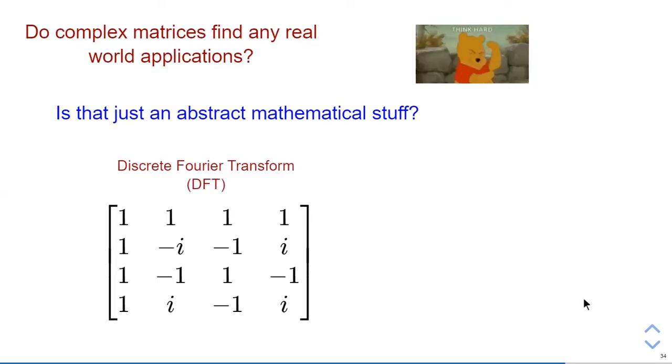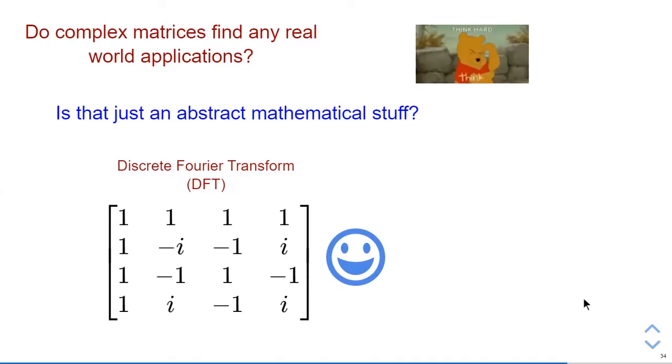You may not be aware of it, and you need not be, by the way. Just to answer your question, do complex matrices find any real world applications? I have to tell you this is one of the important transforms. There are many complex matrices, but this one is extremely important. So you should be very happy now, because you are not studying something abstract, something completely mathematical. You are studying something that is applied in the real world in many applications.